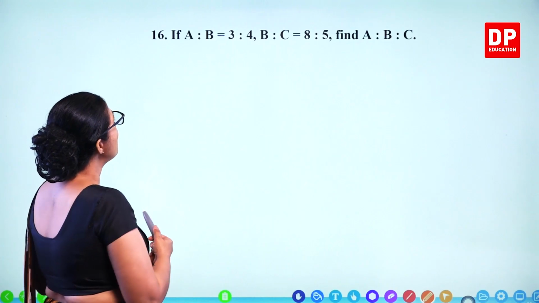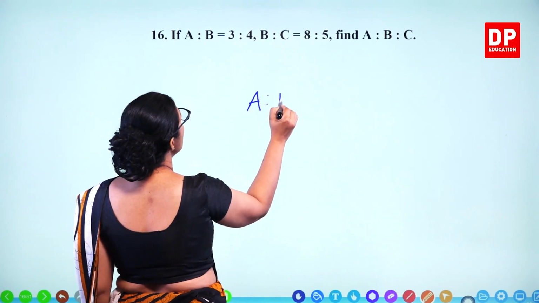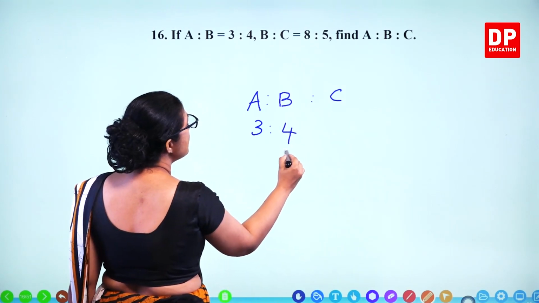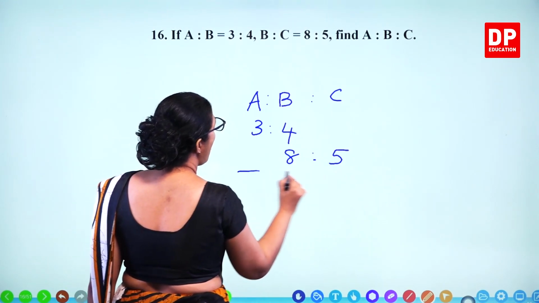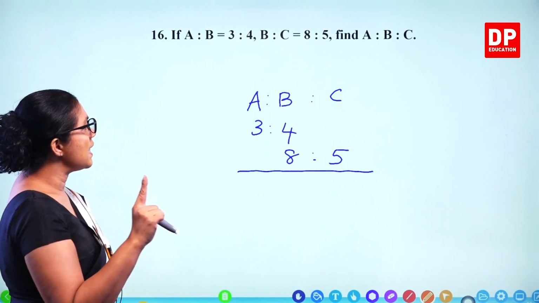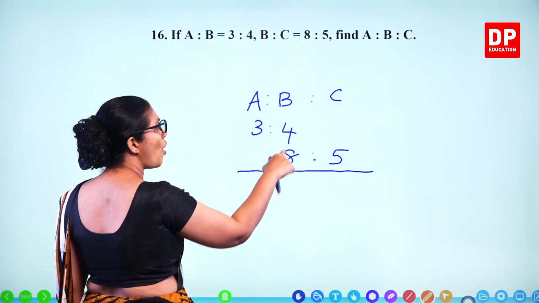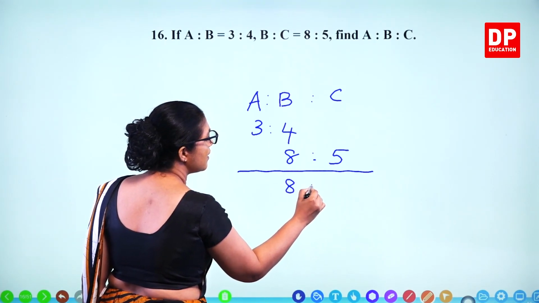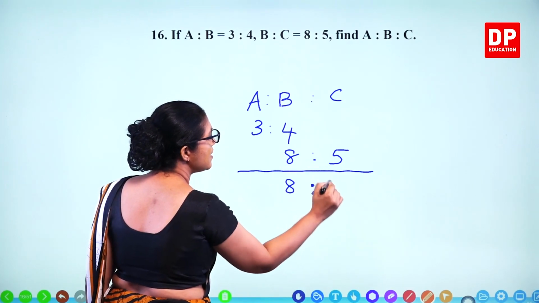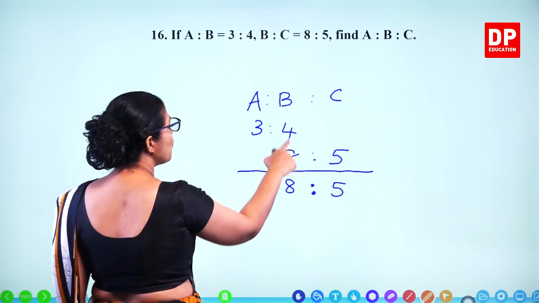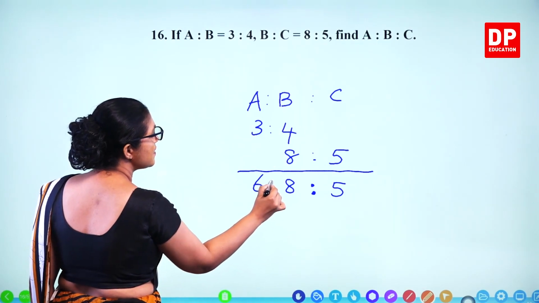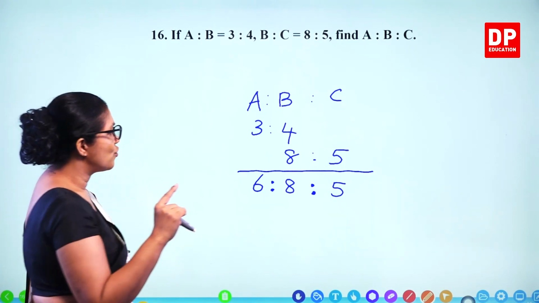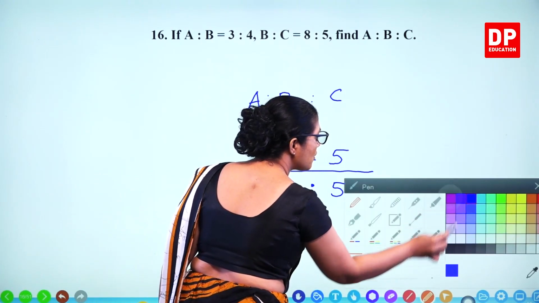Question number 16. If the ratio A to B is 3 to 4, and B to C is 8 to 5, you are asked to find A to B to C. So for this one you have to find the common one. 4 and 8, lowest common multiple, that's 8. Then you can write down the other two numbers. 8, that means this is 5. This one you have to multiply by 2. 2 times 3 is 6. So what's the ratio A to B to C? 6 to 8 to 5. 2 marks you are getting.